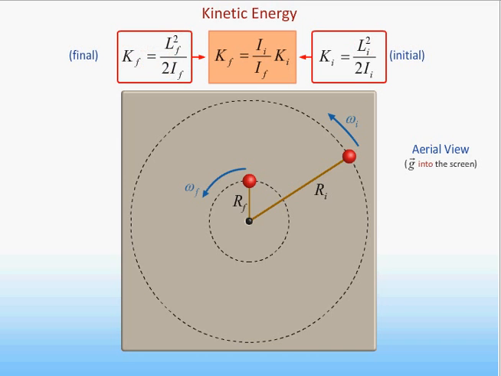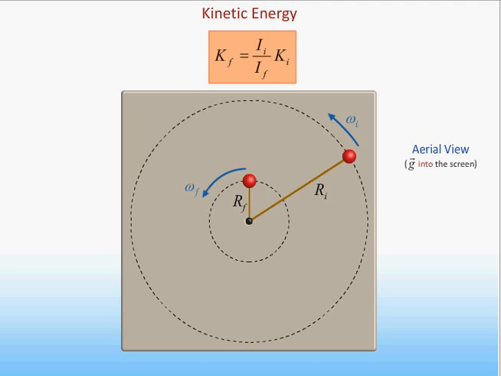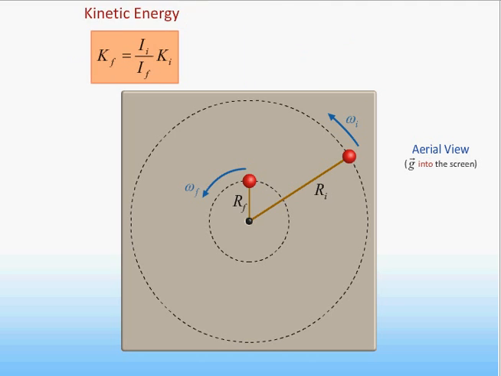In fact, the kinetic energy of the particle increases by a factor of the ratio of the initial moment of inertia to the final moment of inertia. Where did this kinetic energy come from? We know from the work kinetic energy theorem that positive work must have been done on the particle in order to increase its kinetic energy. This work was done by the tension force.